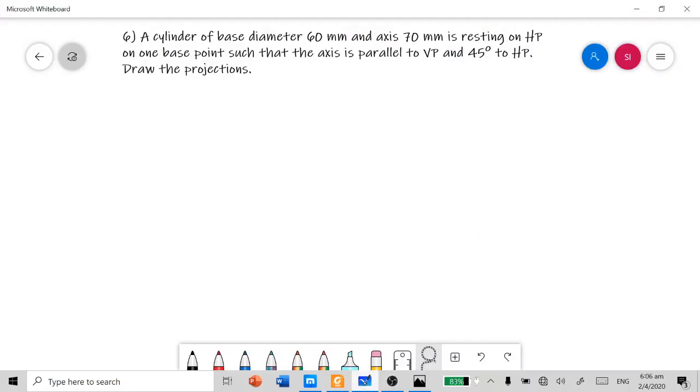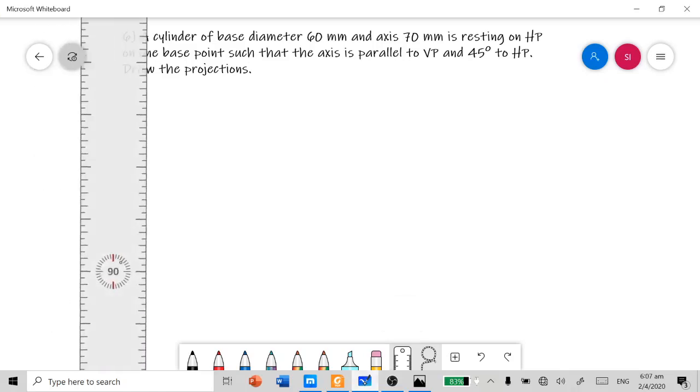Unlike the previous solids, the polyhedrons, for which we already solved a number of problems, now we are going to solve a problem on a solid of revolution, that is a cylinder. A cylinder is having a circular base. The solid cylinder is having no edges and no corners. It's completely different when you compare with the previous solids. And here let's start to solve this problem. Let me draw the XY line.